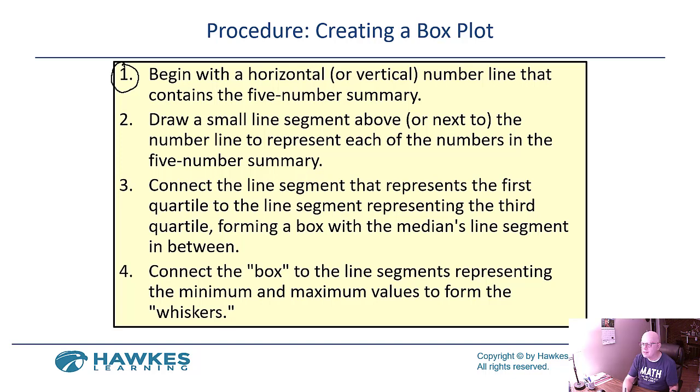Now, draw a small line segment above or next to the number line to represent each of the numbers. In other words, here's our number line, and what we're going to do is put marks like this for the 5-number summary locations. Now you're going to take the first quartile and the third quartile, and you're going to create a box. So this is the first quartile, this is the third quartile. So you'll create a box like this. The median's going to be in the middle. Then you'll connect the box to the last numbers in your summary, like this.